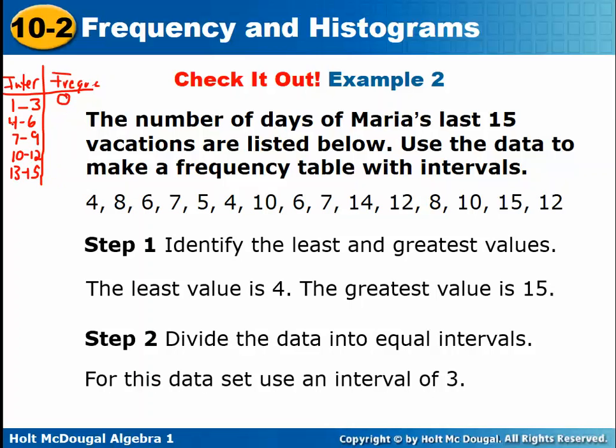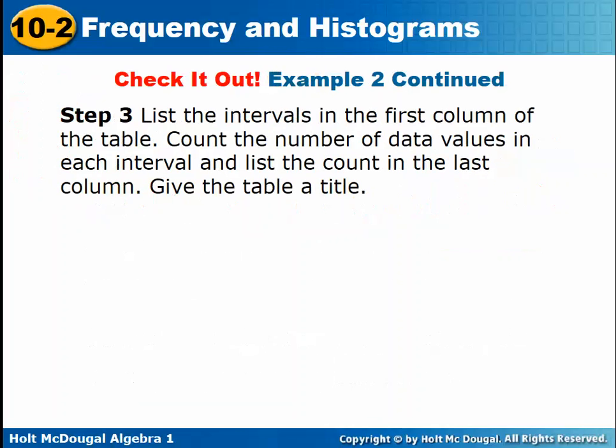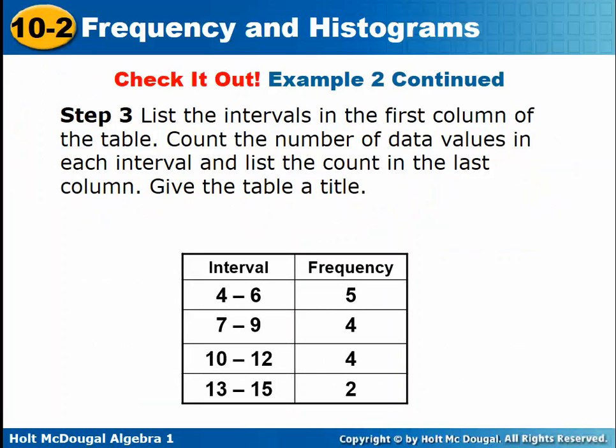So 1 to 3 isn't going to have any. 4 to 6 will have 1, 2, 3, 4, 5. 7 to 9 will have 1, 2, 3, 4. 10 to 12 will have 1, 2, 3, 4. And 13 to 15 has 1, 2. So we've counted all of them. We've got our frequency table complete. You wouldn't need the first row because there was a 0 there. And then give it a title, and that's really all you have to do.